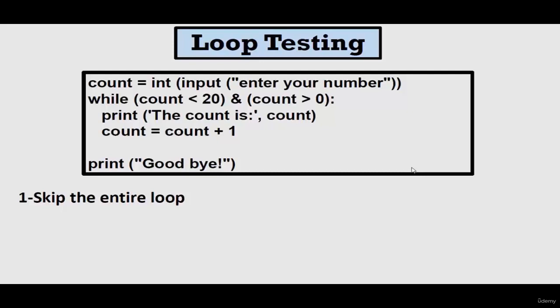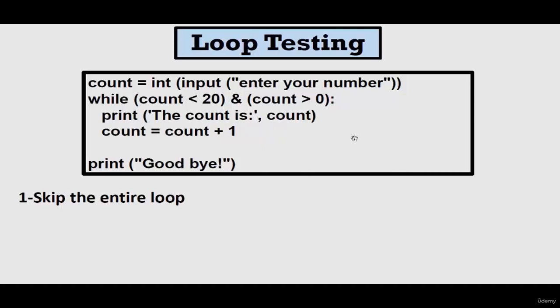This means that the number that I provided to the code, like 5, will be plus 1, which means 5 plus 1 equals 6. And then it will enter the while loop again because it is still smaller than 20 and greater than 0, until it is 20. So it will skip the loop and print goodbye.